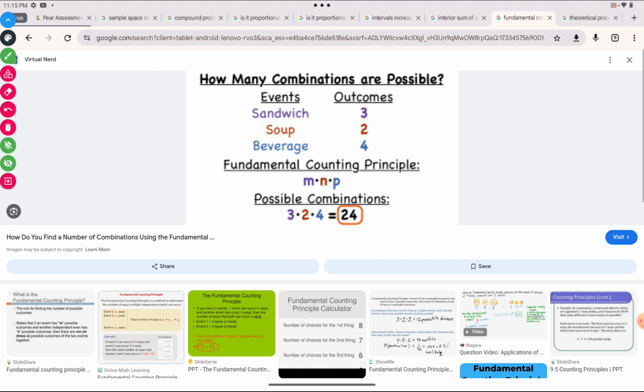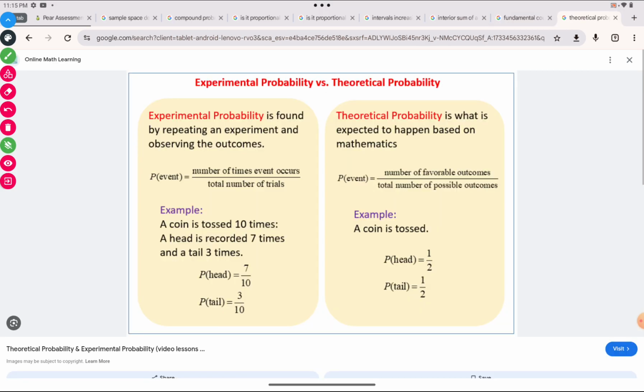Afterwards, I want to talk about theoretical probability. Theoretical probability, as we can see here, is what is expected to happen based off of mathematics. So theoretical is what should happen. As an example, if you flip a coin, the theoretical probability of that coin landing on heads is 50% of the time, or one half. It should land on tails one half of the time. So if you flip that coin 10 times, in theory, it should land on heads 5 out of 10 times, and it should land on tails again 5 out of 10 times.